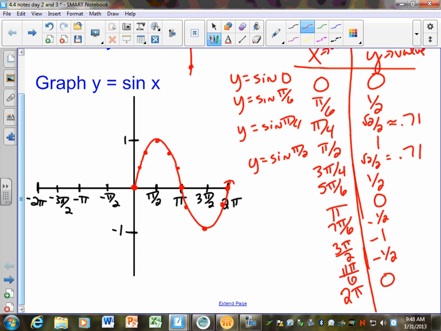And what's really great is we could just keep going here, and this is just going to keep repeating itself. It's going to go up and then down, and then up and then down, and then up and then down, because that's what a periodic function does. It just keeps repeating itself.